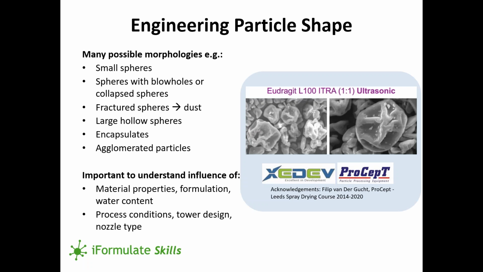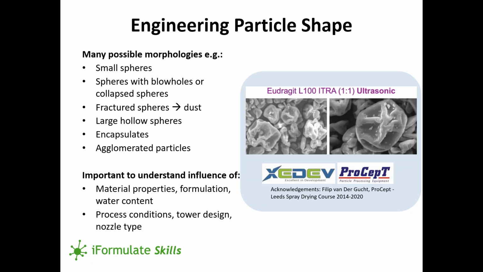Let's move on to engineering the particle shape, and there are many possible morphologies here. We've mentioned small droplets becoming small spheres, and as we've said, larger droplets may blow open. So if the material is rigid, the droplet or the particle may more or less retain its spherical shape when blown, just with a hole in it. But if the material is flexible, the sphere may collapse once it's blown open, and you might get that kind of squashed raisin shape or squashed football shape that's quite often seen. If the material is more brittle, then when it's blown open, the sphere can actually fracture, forming a dust.